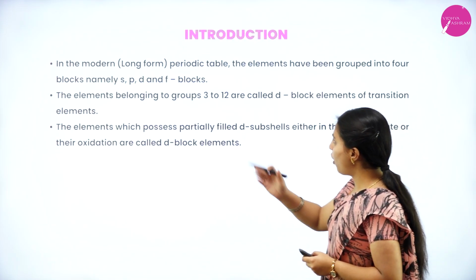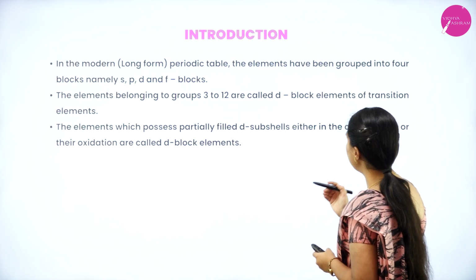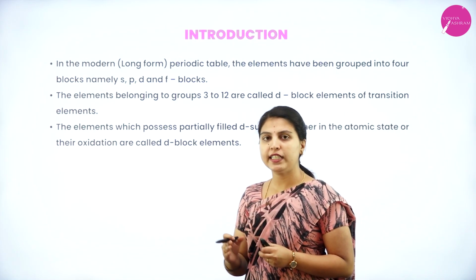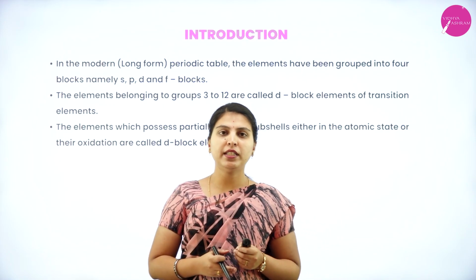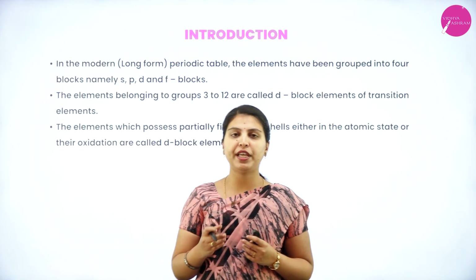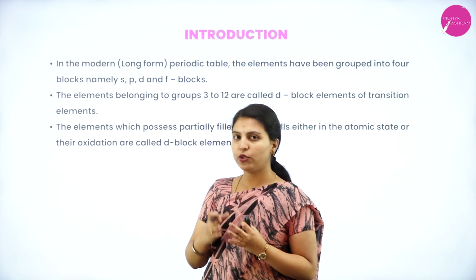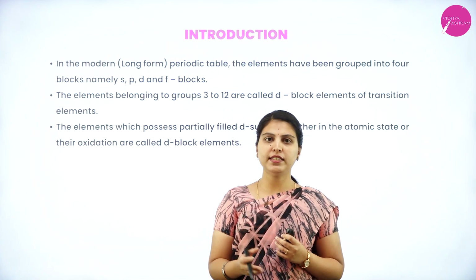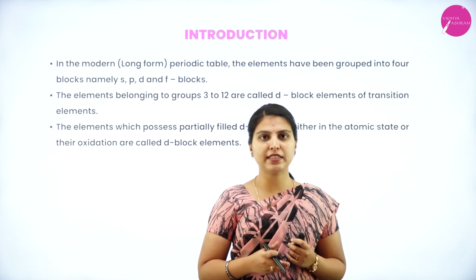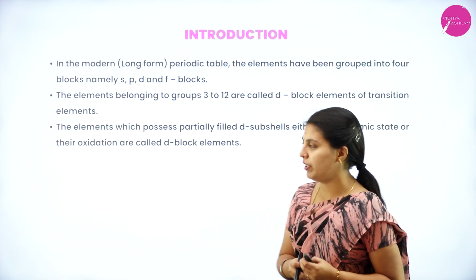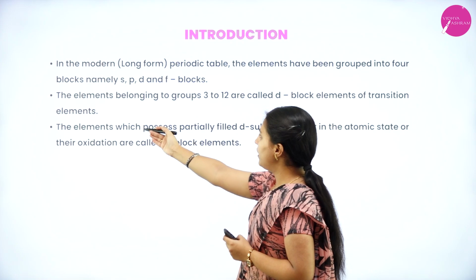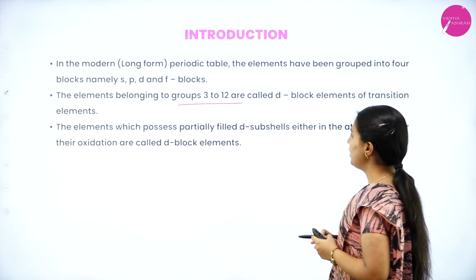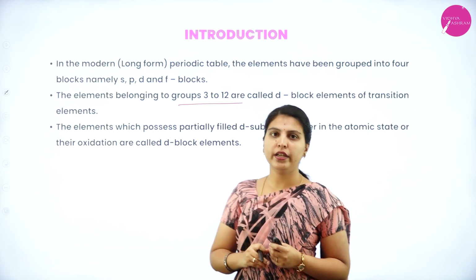In the modern long form periodic table, the elements have been grouped into 4 blocks. We know that in the modern periodic table there are 4 blocks, that is S, P, D and F block. Those elements belonging to those blocks are called S block elements, P block elements, D block elements and F block elements respectively. But the elements belonging to groups 3 to 12 are called D block elements or transition elements.